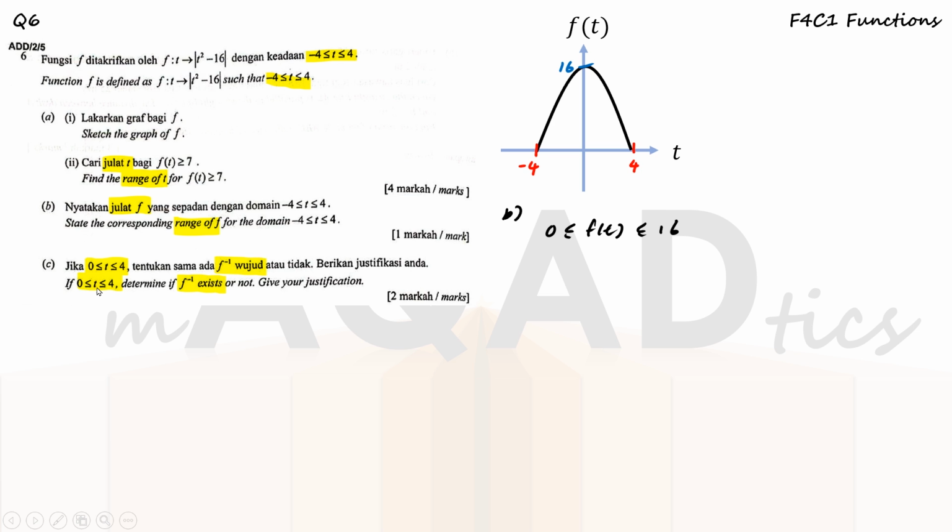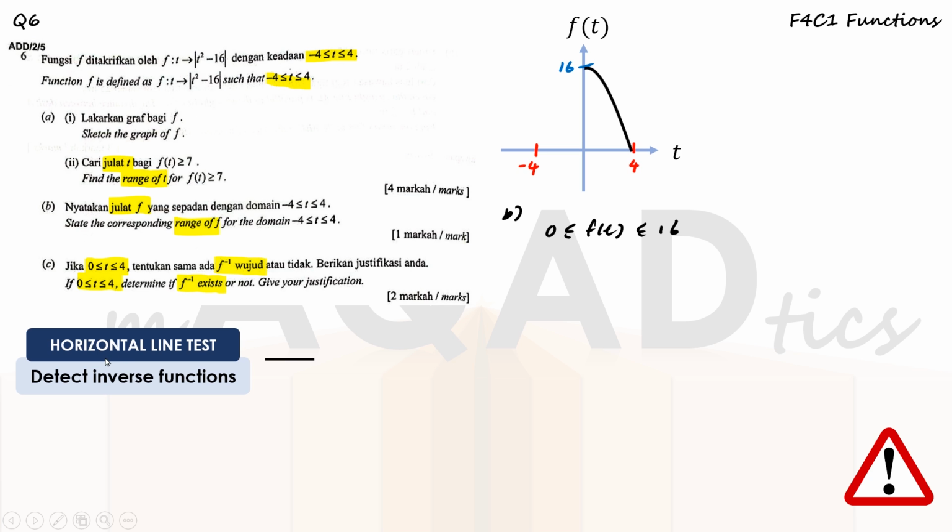And for part C, if the range of t is different, which is 0 to 4, we need to determine whether the inverse function exists or not. Okay, so let's change the graph a bit, right? So if we want to check whether an inverse function exists or not, we can use a test, which is the horizontal line test. So if I use this test and it intersects 2 or more points, this means the function does not have an inverse function.